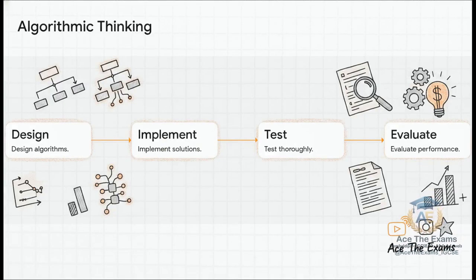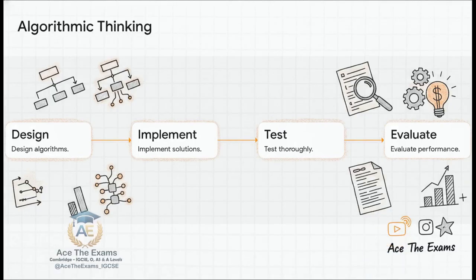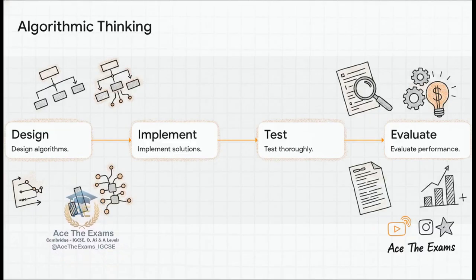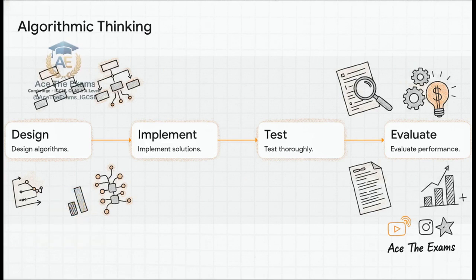And this exact same procedural framework applies perfectly to algorithmic thinking as well. Step-by-step decomposition is essential for coding success on these papers. Step 1. Design your algorithms. Step 2. Implement the solutions. Step 3. Test them thoroughly. Step 4. Evaluate their performance. Whether you are writing pseudocode or evaluating a full system, the examiners are desperately looking for this structured process.